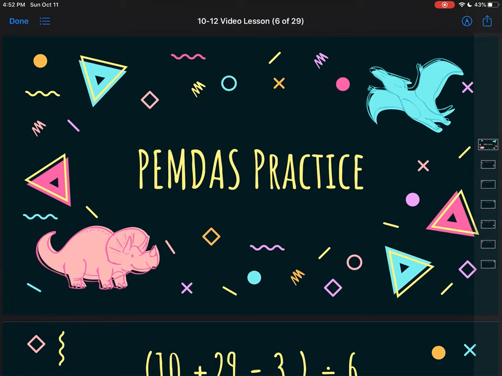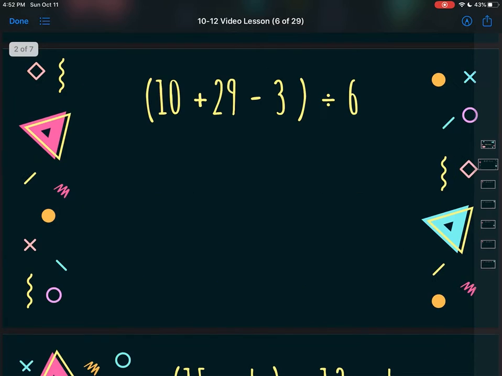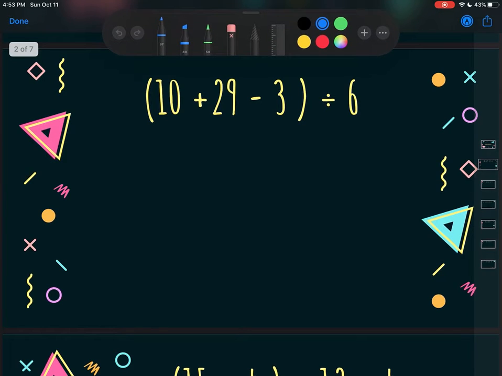So today we're going to continue practicing our order of operations using PEMDAS to solve problems. We're going to solve 6 questions together real quick and then talk about your assignment for the rest of the day. So let's look at our first question. We have 10 plus 29, in parentheses, minus 3, divided by 6.